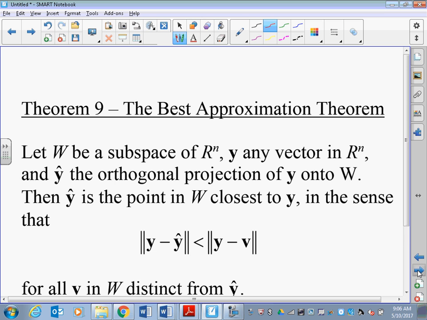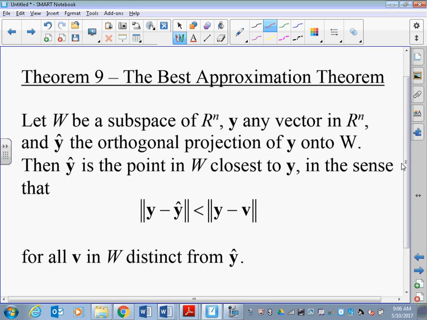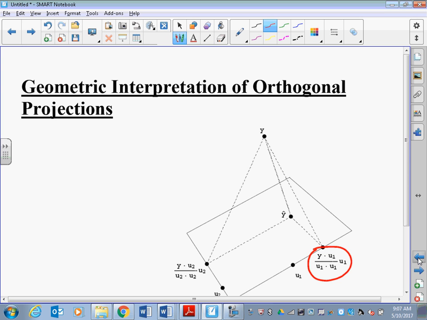Let W be a subspace in Rn. Y is any vector in Rn. And y hat is the orthogonal projection of y onto W. Then y hat is that closest point to y. And y hat is staying in W. So y hat is in W.